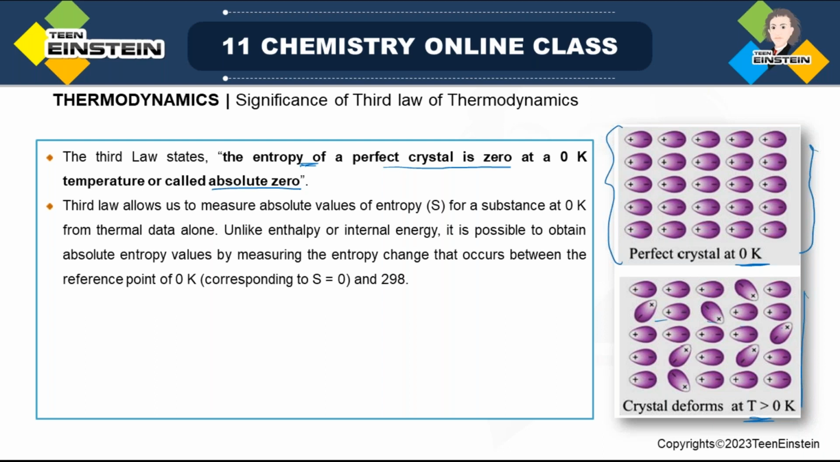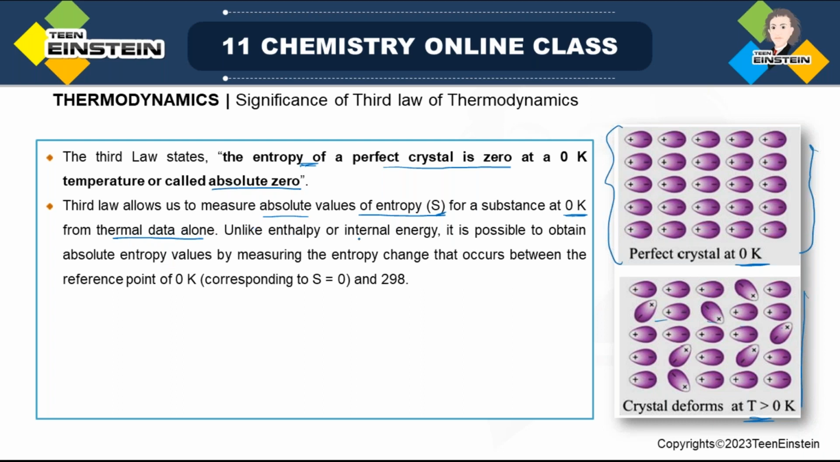Now the actual application of this law. Third law allows us to measure absolute values of entropy. See, now simply S is written, it is not del S, it is not change in entropy, it is the actual value of entropy for a substance. So you can measure it at 0 Kelvin. So it is always 0 for any system, from thermal data alone. That means thermal data is enough if we want to know.